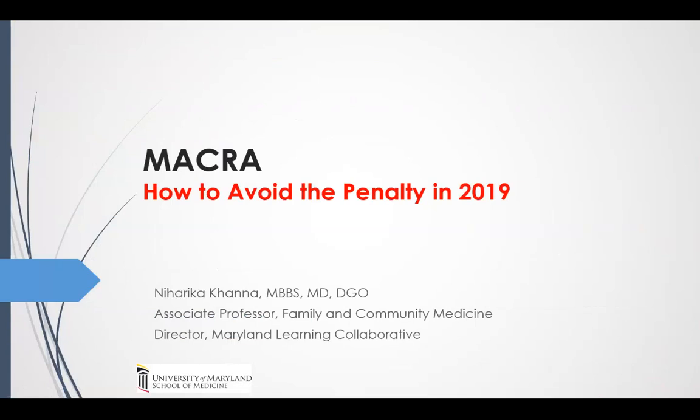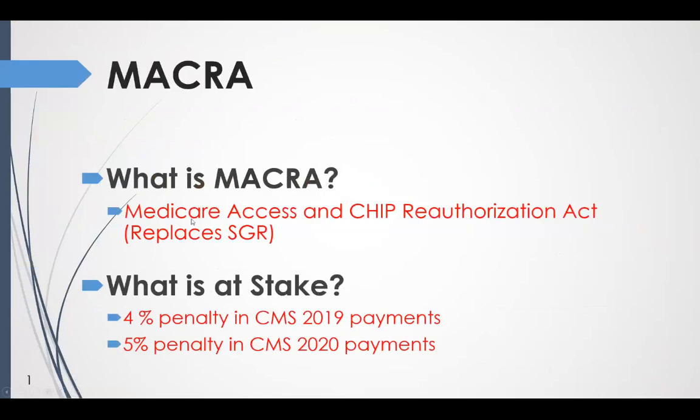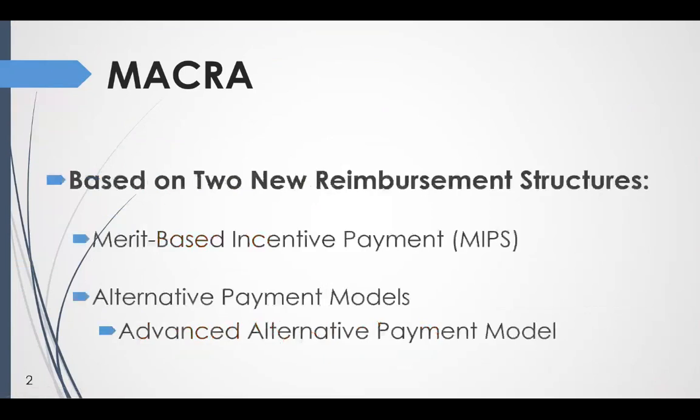So MACRA, as you know, stands for Medicare Access and CHIP Reauthorization Act. It replaces the old SDR, and what's at stake is basically payments. In MACRA, it's essentially based on 2 new reimbursement structures, which is the MIPS, the merit-based incentive payment, and the second, which you will hear in the second half of today's talk, is the advanced alternative payment models, which are coming into play very soon.